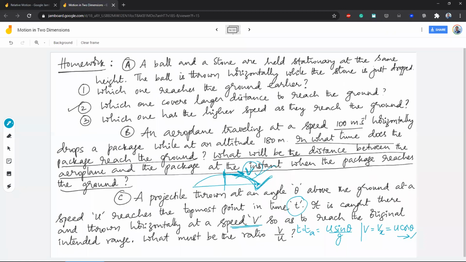Okay. So the question: what must be the ratio of v by u? So clearly, v by u is u cos theta by u, which is cos theta. This is the answer.